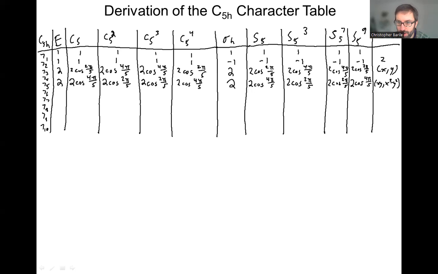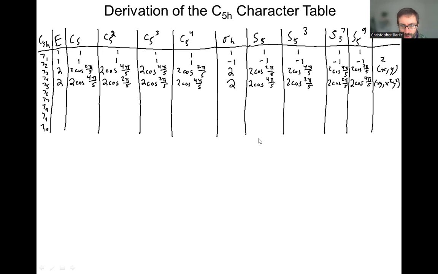Okay, so this is part 4 of deriving the C5h character table. Kind of a crazy one. We are moving right along. So far, in the first 3 parts, we were able to derive these 4 irreducible representations. And we figured out lastly that x and x squared minus y squared transform together as this irreducible representation.